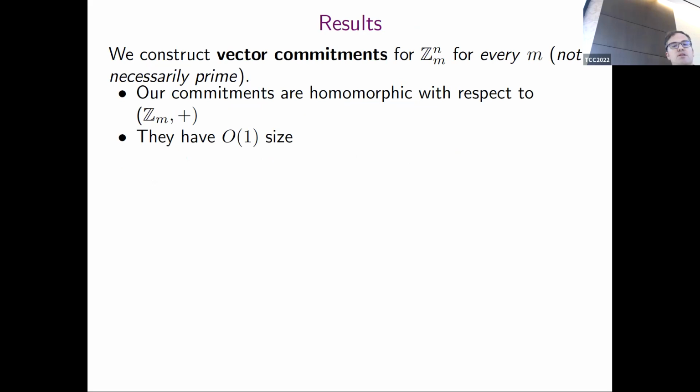That is, we construct vector commitments for vectors over the ring of integers modulo m, for any m that is not necessarily prime. And this is the novelty: our commitments will also be homomorphic with respect to the group of integers modulo m, and this m doesn't need to be prime. Now these commitments that we construct have in fact constant size. They don't depend on the length of the vector.